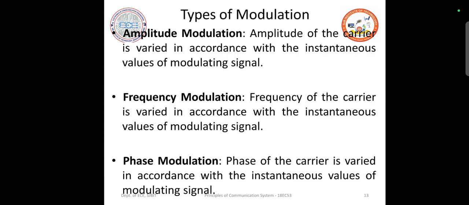So what is amplitude modulation? The amplitude of the carrier is varied in accordance with the instantaneous values of the modulating signal. Okay. So what is frequency modulation? Now these are the characteristics that we are talking about of the carrier, whose values will get changed based on the amplitude of the modulating signal. Frequency modulation is change in the frequency of the carrier in accordance with the instantaneous value of the modulating signal. Likewise, phase modulation is varying the phase of the carrier in accordance with the instantaneous value of the modulating signal.